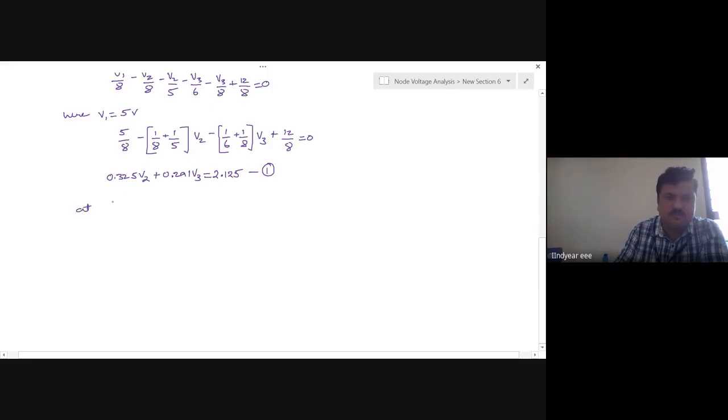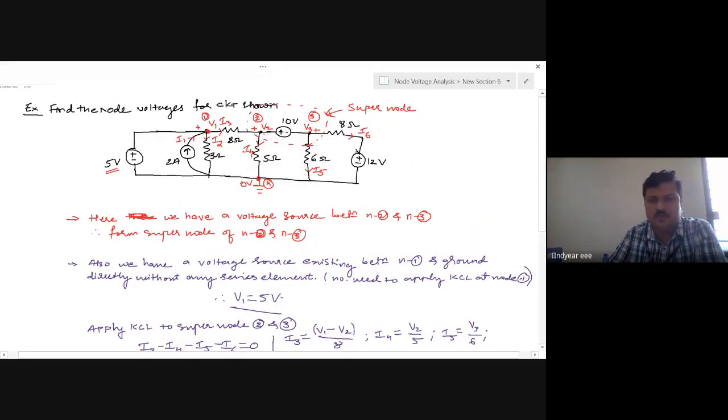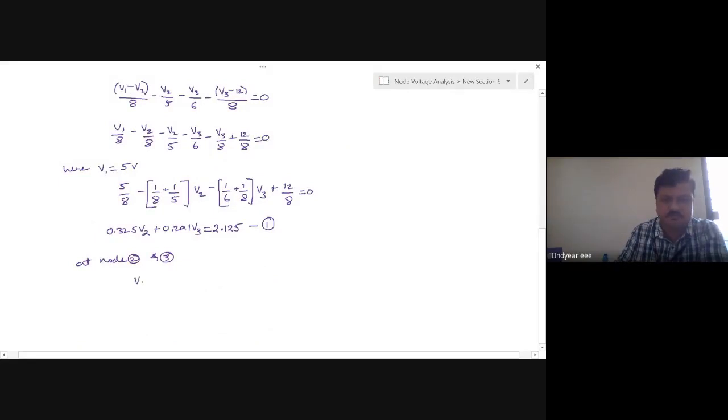At super node, at node 2 and 3, by observing the circuit, positive sign is towards V2, negative sign is towards V3, so it is V2 minus V3 equal to 10 volts. Now this is equation 2. Now observe equation 1 and 2. Both are equations in terms of V2 and V3. So two equations, two unknowns. Substitute and find the values of V2 and V3.